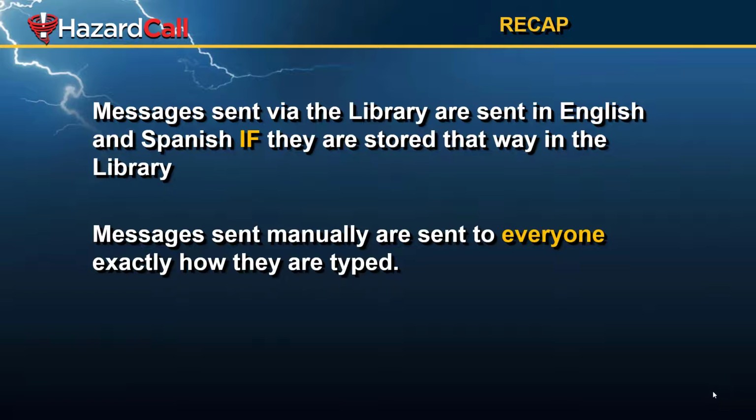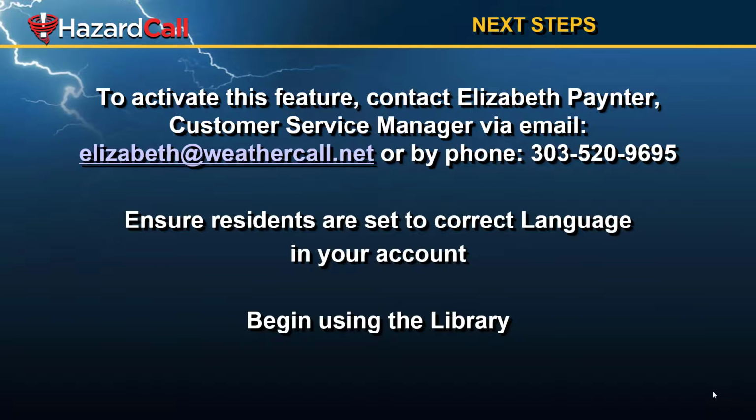So to recap, messages that you send using the library are sent in English and Spanish if they're stored that way in the library. Messages that you send manually are sent to everyone exactly how they're typed. So your next steps are to activate this feature. You want to contact Elizabeth Painter, our customer service manager, and just tell her that you've watched the video, you understand how to use the service, and you're ready to go, and she will turn it on in your account. You want to make sure that the residents, again, are set to the correct language in your account, and then you can begin using the library.